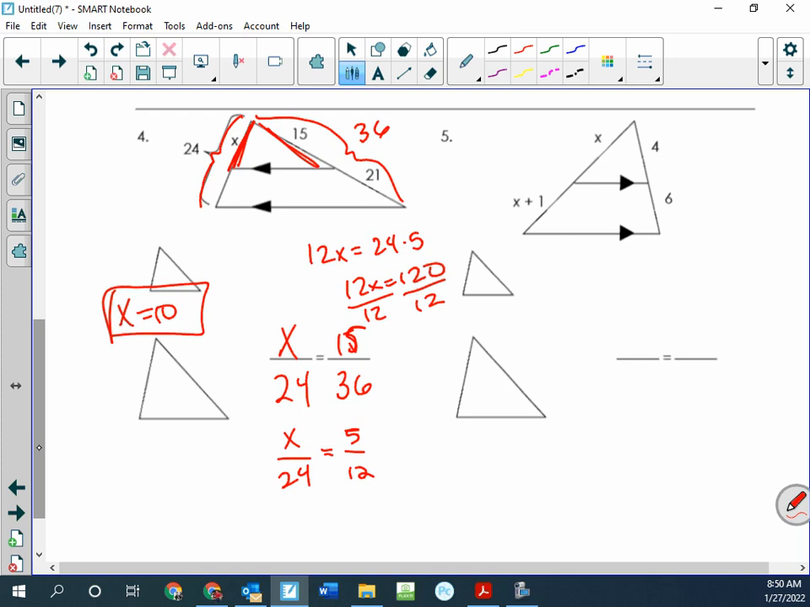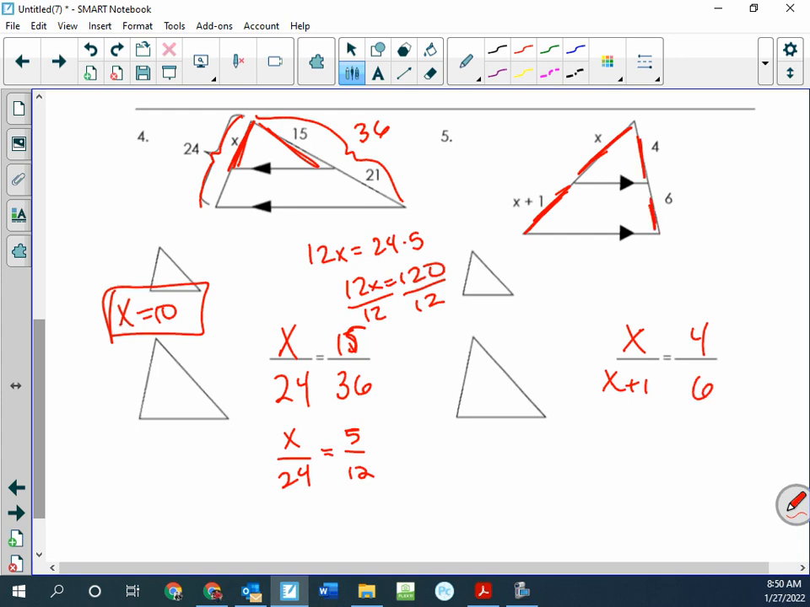So number 5. We have x. What can we match with x? X plus 1. Okay. So we're doing top over bottom. So we need to make that equal to top over bottom, which would be 4 over 6.